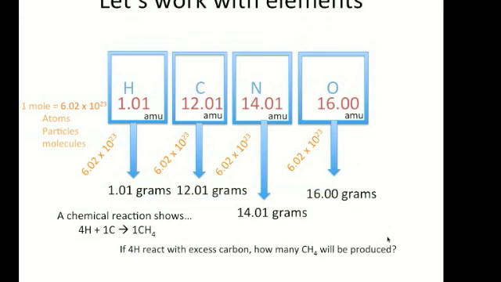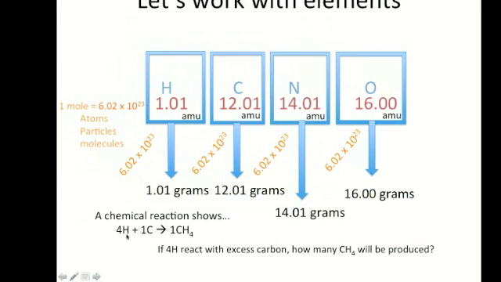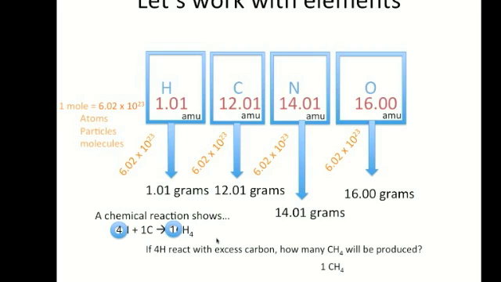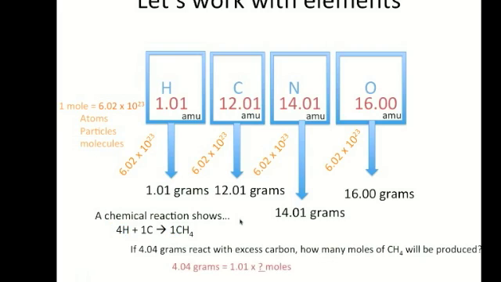Okay, let's do a chemical reaction. If I've got 4 hydrogens and 1 carbon, I can create 1 methane molecule, CH4. So this question is asking, if 4 hydrogens react with excess carbon, how many CH4 will be produced? You're just going to look at the values. My coefficient for H says 4, and my coefficient for CH4 says 1. The 4 matches up, so I don't need to change anything. My answer is just going to be 1. For every 4 hydrogens I use, I can get 1 CH4 out.